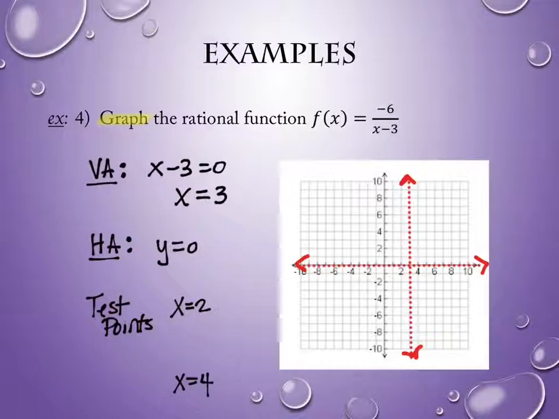And you're going to plug it in. So our equation said f of x, so this will now be f of 2 equals, I have negative 6 on top, and I have 2 minus 3 on the bottom. So what is 2 minus 3? Negative 1. And what is negative 6 divided by negative 1? 6. So I have found an ordered pair, 2 for x, 6 for y. And I'm going to plot it. 2, 6. 2, 6 would be right here.